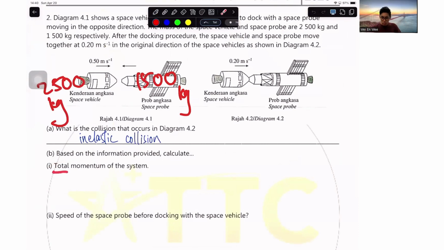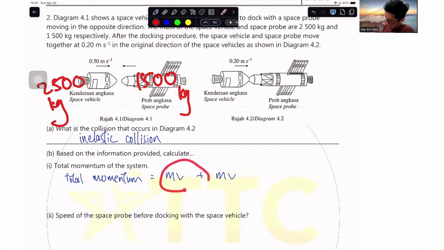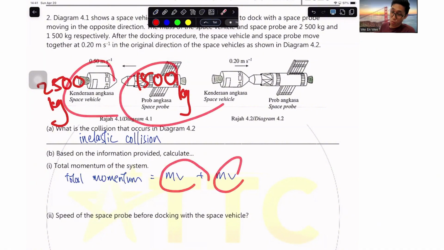The meaning of total momentum is your momentum plus your momentum plus your momentum plus your momentum. That's total momentum. So to get the momentum of these 2 objects, you have to add their momentum together. The total momentum is the first object's momentum, mass times velocity, plus the second object's momentum, mass times velocity. This one is for the space vehicle, this one is for the space probe.